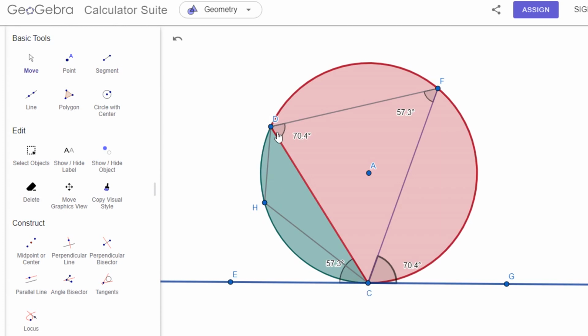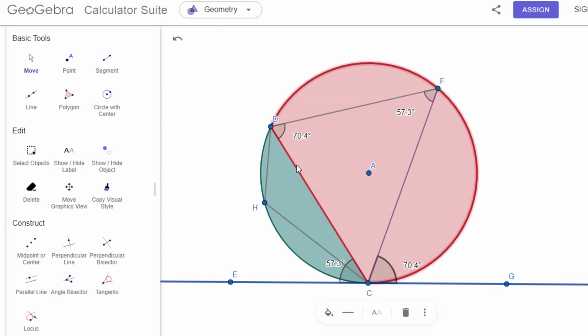As you can see, this red line here and this blue tangent here form an angle, this angle here. So this angle is equal to the angle formed by this chord in the alternate segment. So the alternate segment of this angle is this red segment, not this green segment, this red segment here.